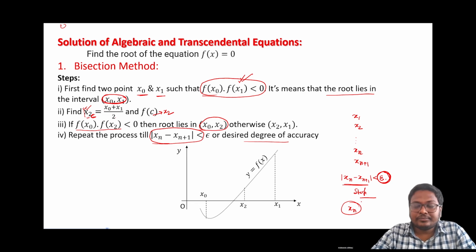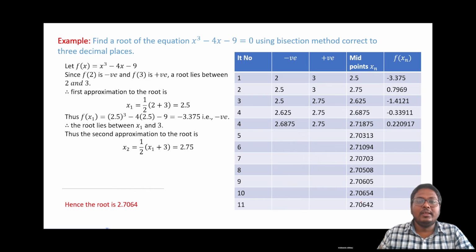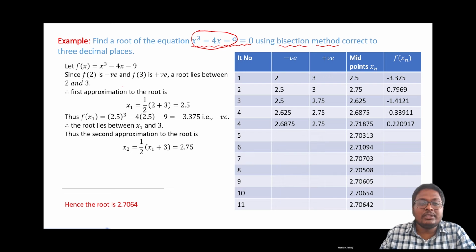Okay, let's solve an example. Find the root of the equation x cube minus 4x minus 9 equals 0, and you have to solve it using the bisection method. So first, whatever is given, x cube minus 4x minus 9, that will be considered as f of x.